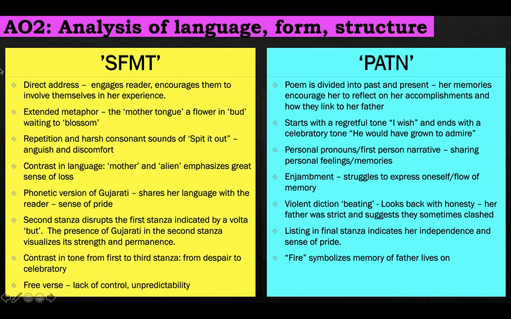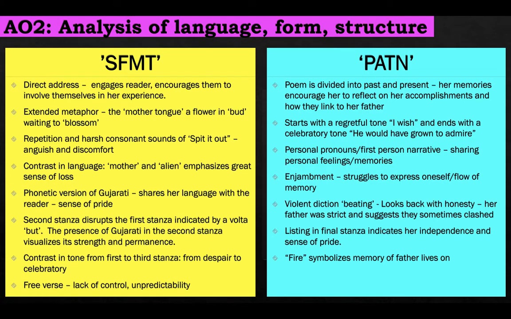So in Search for My Tongue, you could have talked about the direct address. Just a reminder that this question is about memories. So think about how the poet is willing to share her memory with the reader. She wants to share that experience through the use of direct address. She wants to engage the reader in her experience. We have the extended metaphor of the mother tongue, a flower in bud waiting to blossom. So we've got this idea of an identity being deeply rooted like a plant, and that's all the way through the poem, hence why it's an extended metaphor.